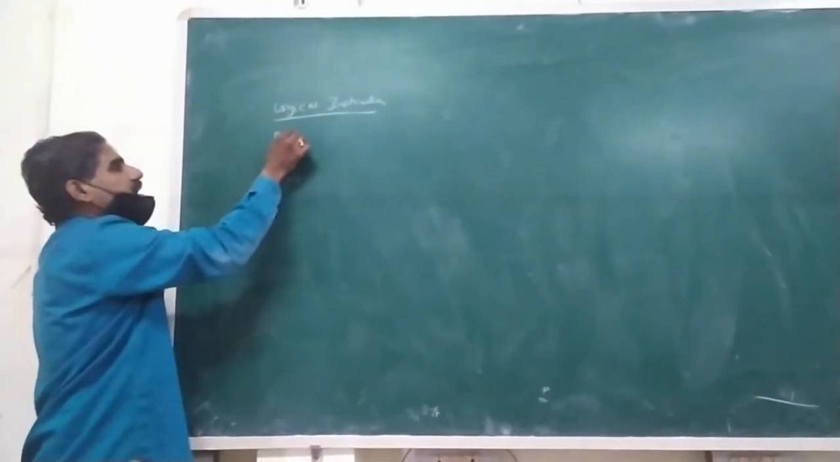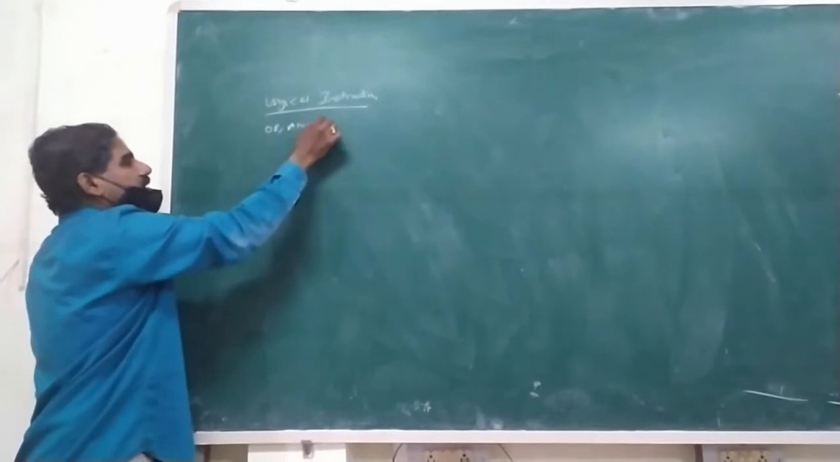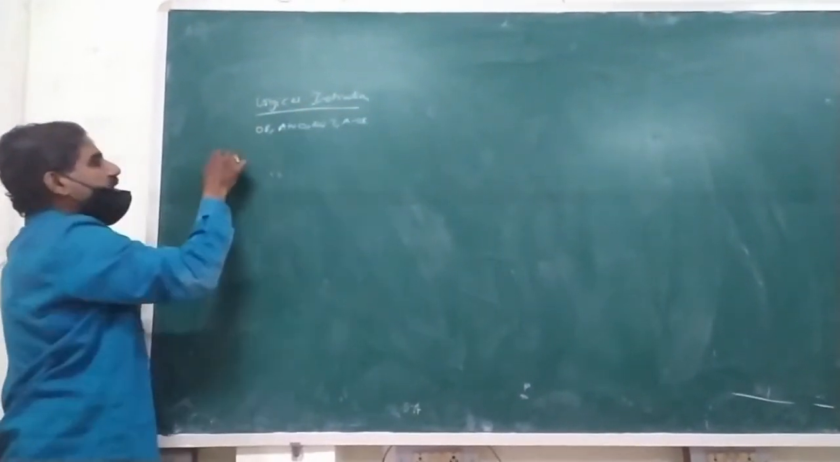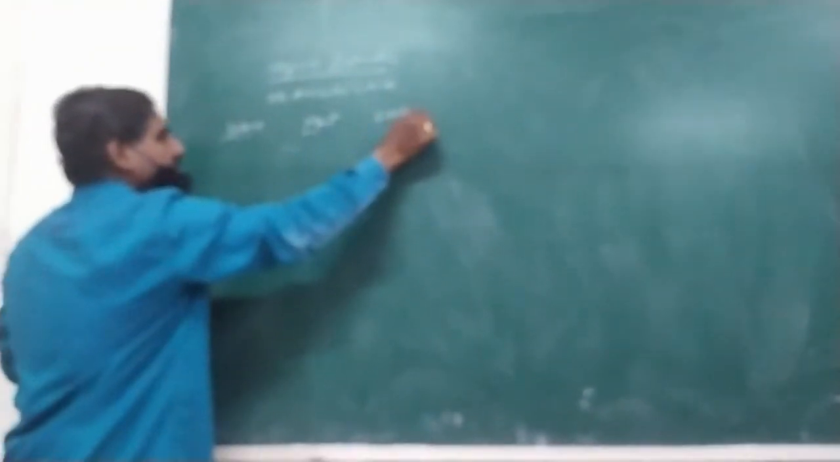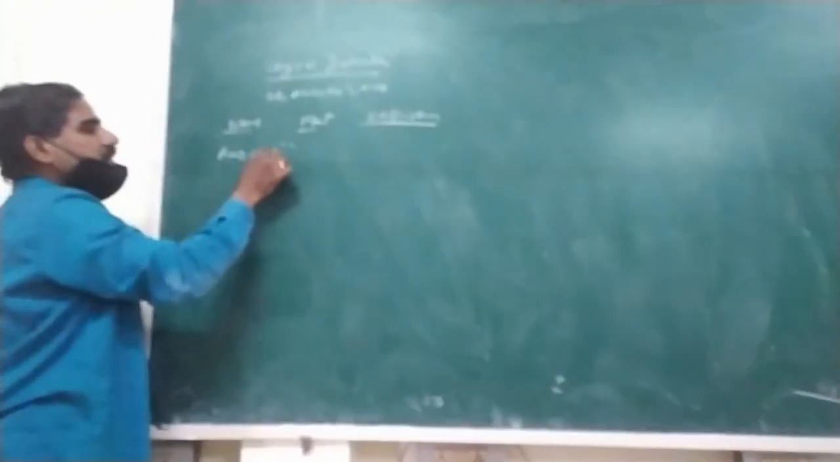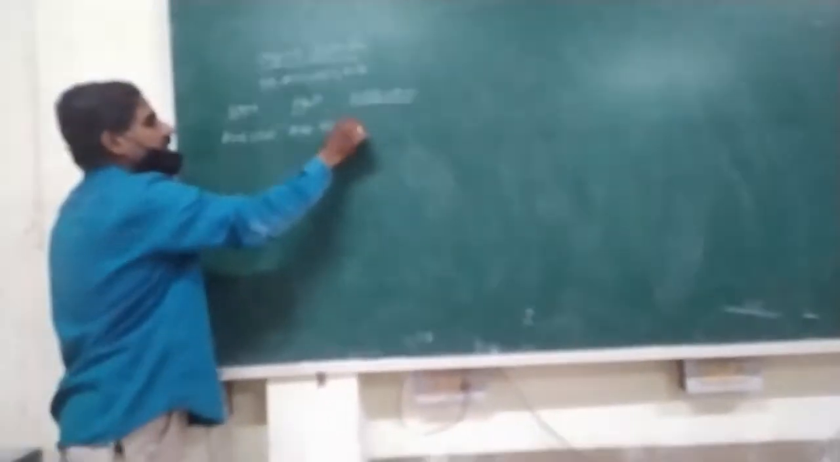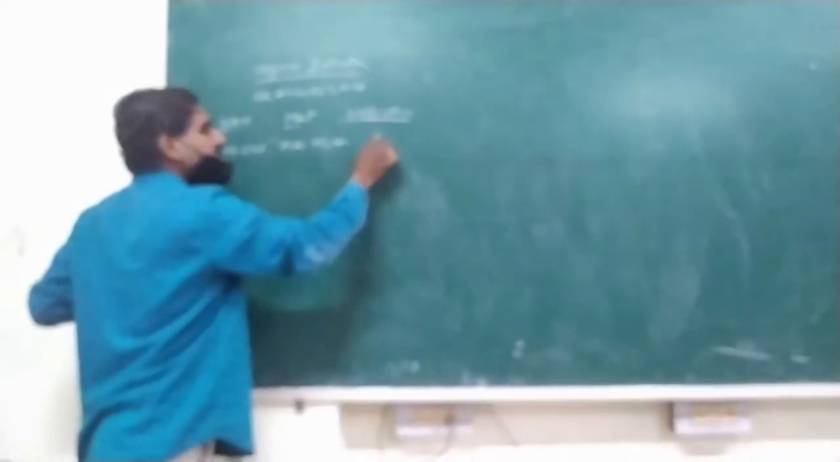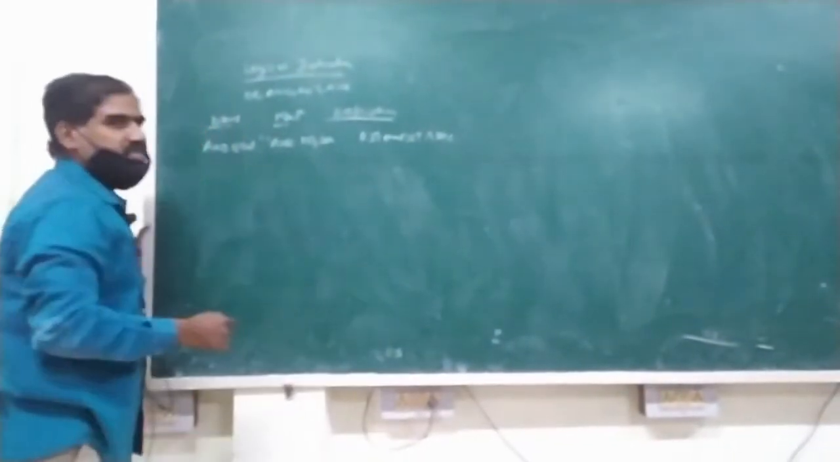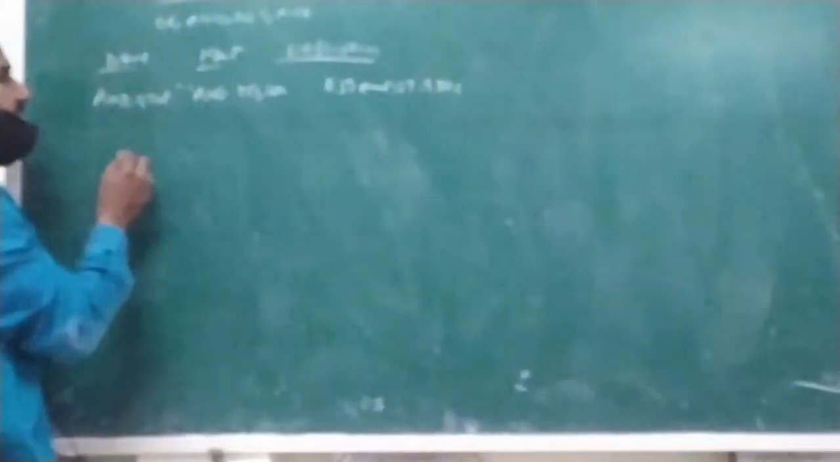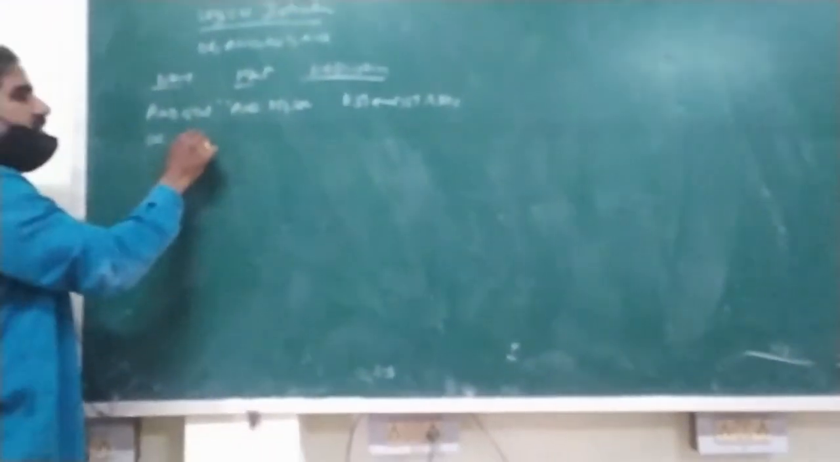Logical instructions are AND, OR, NOT, XOR. Here also we are using name, mnemonic, format, and description. In every instruction we are having the same structure. First one is used to perform the AND operation. The command is AND DST comma source. The AND operation is performed between the source and the destination operand, and the result is stored in destination. Another one is the OR operation.